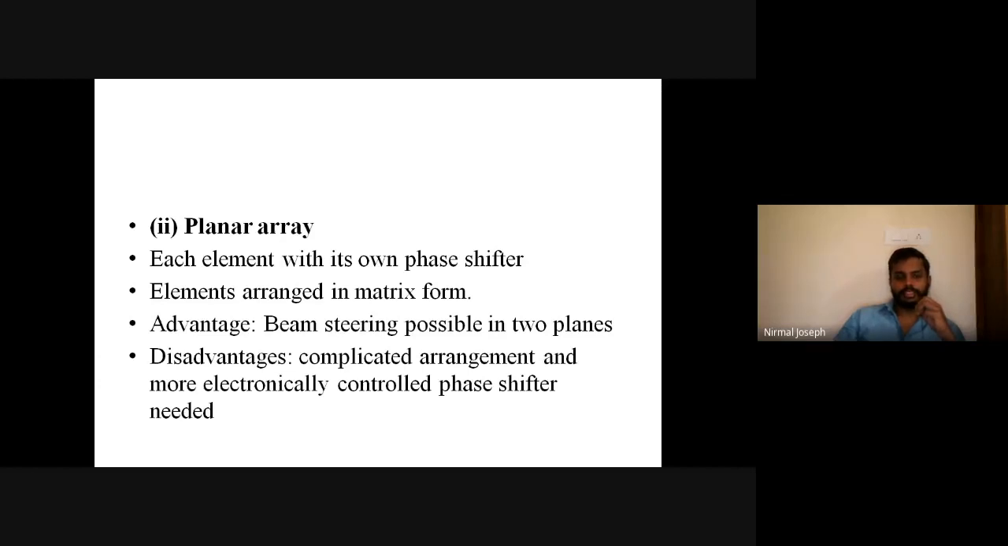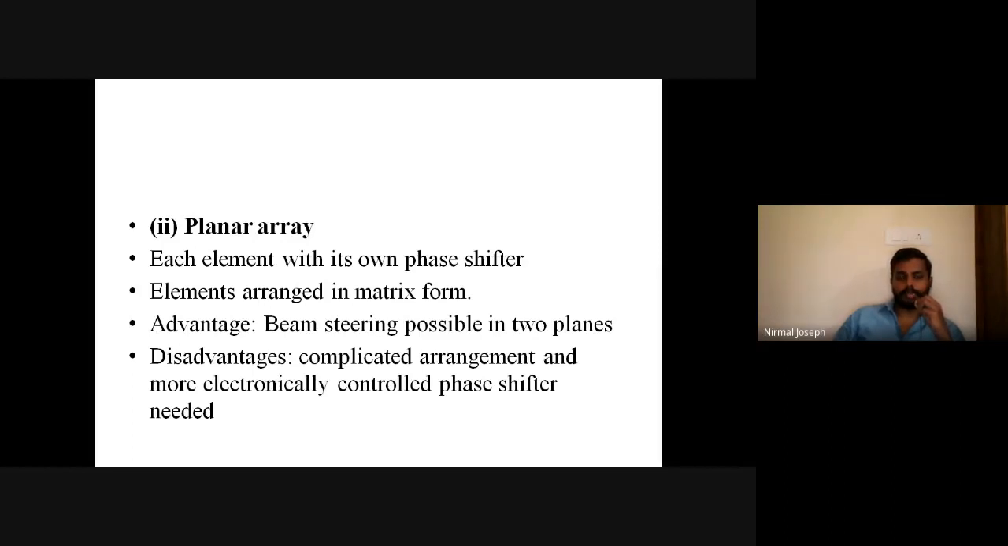Planar array: each element with its own phase shifter. So you can control the phase shift of each and every element separately. That means two immediate elements may not have equal phase shifts; we can change them based on our requirements. Elements are arranged in a matrix form.